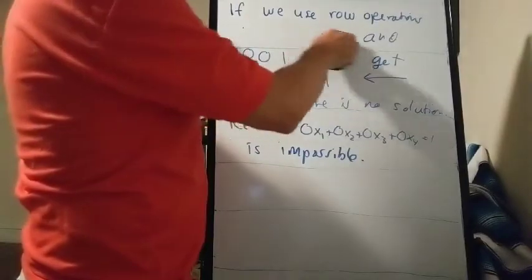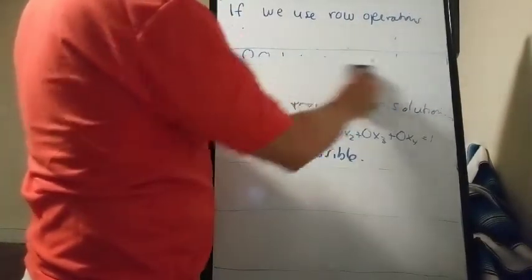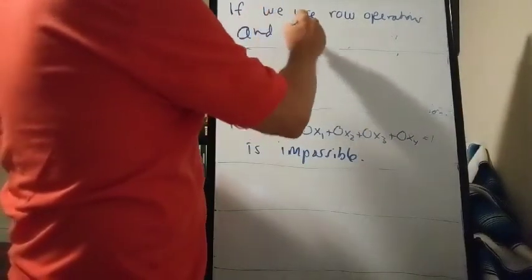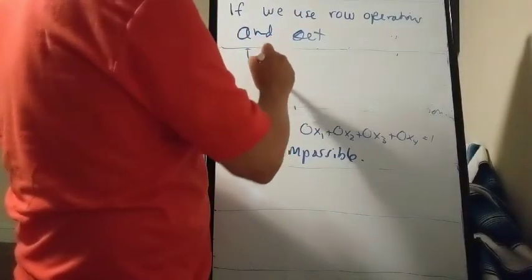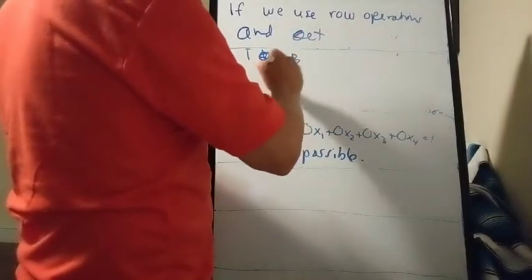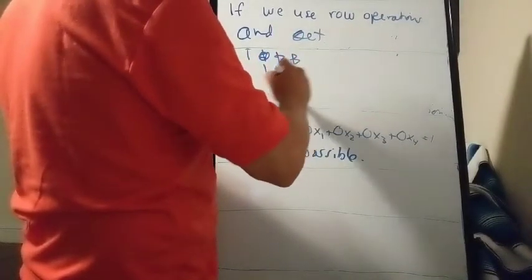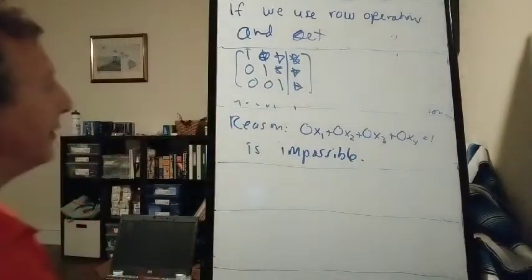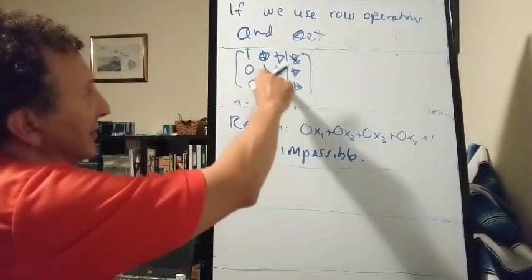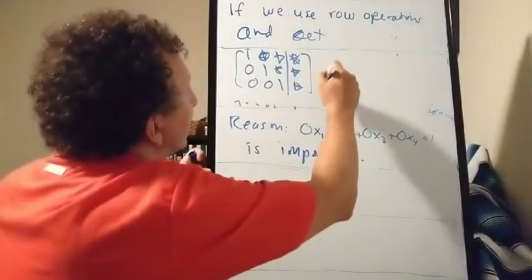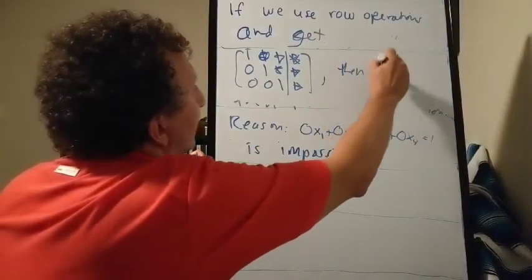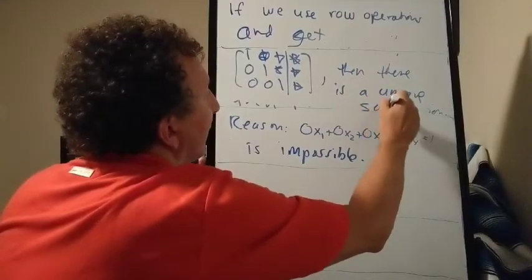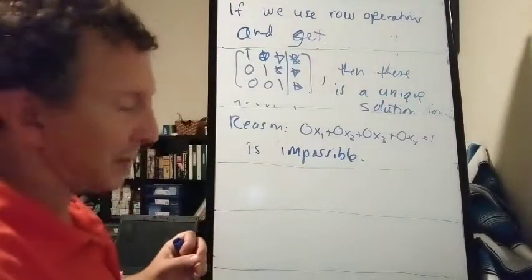Now if we use row operations and get something like this, then there's going to be a unique solution, because we can solve for x3, use that to solve for x2, and use those two to solve for x1. So that's what we've been doing mostly in examples.